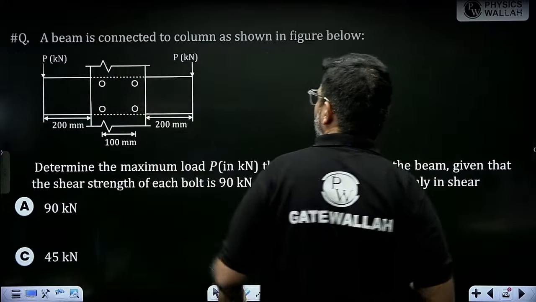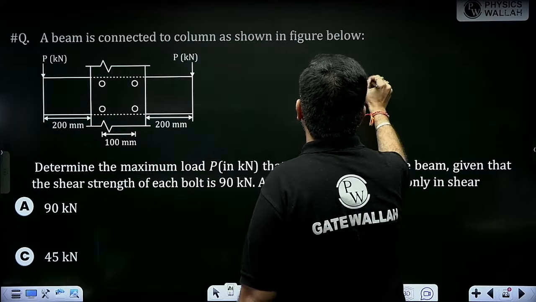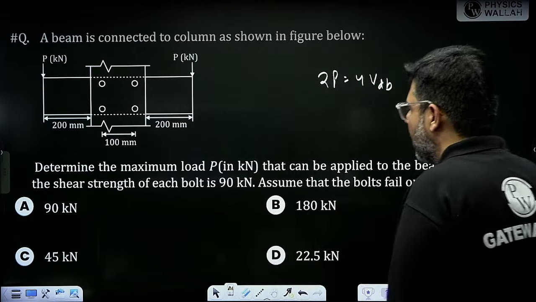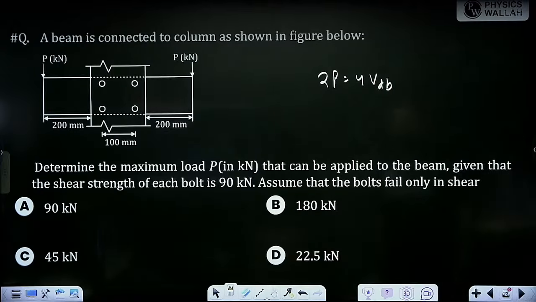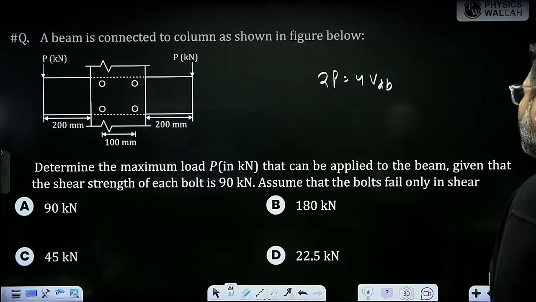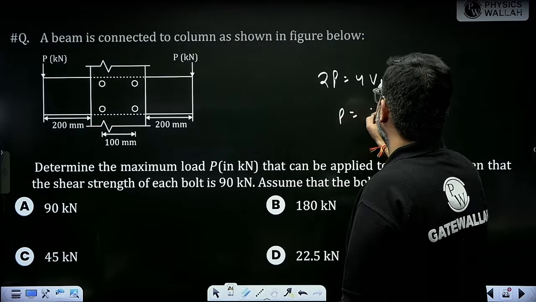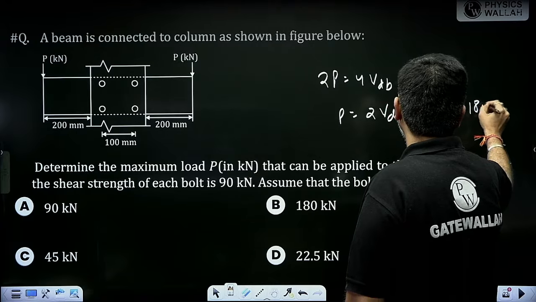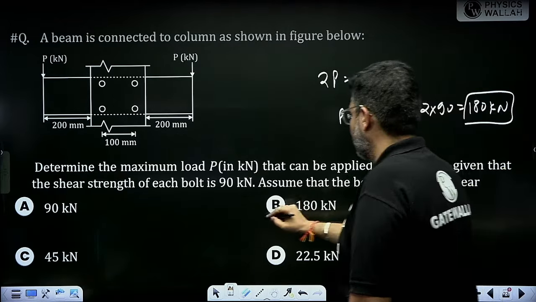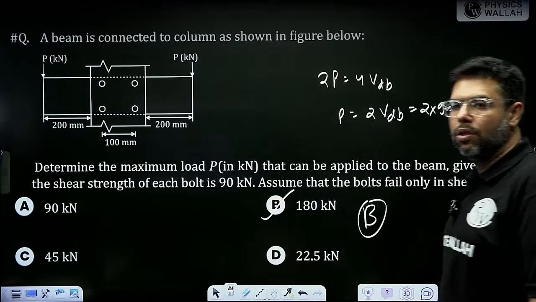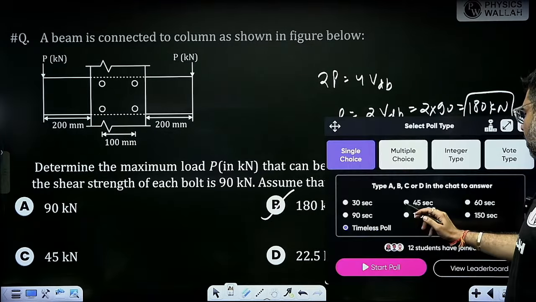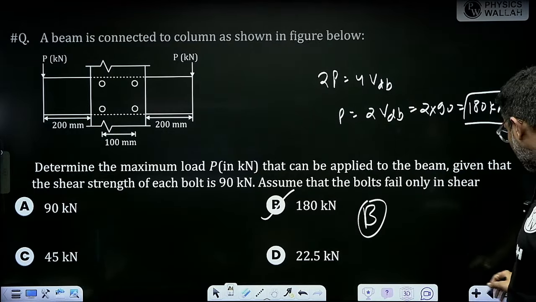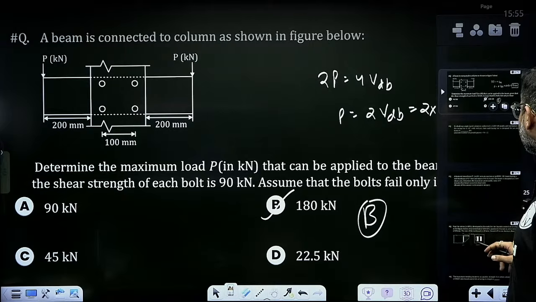Two loads are given, 4 bolts are there, so 2P should be equal to 4 VDP, that's it. Tell me the answer. Determine the maximum load P that can be applied. Shear strength of both bolts is this one. So P is equal to 2 times VDP, that is 2 into 90, 180 kilonewton. That's it. Answer is B. Very simple question. A question can't be more simple than this. Kajal ji has given me the correct answer. Very good. Let's proceed further.